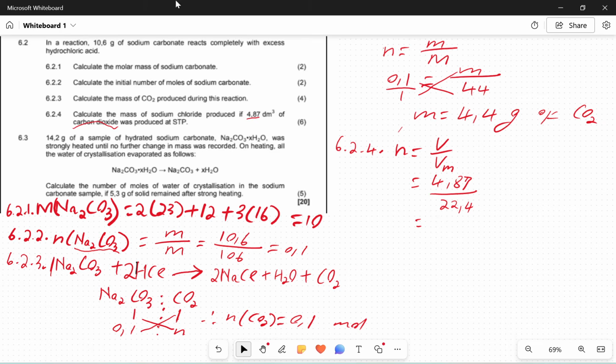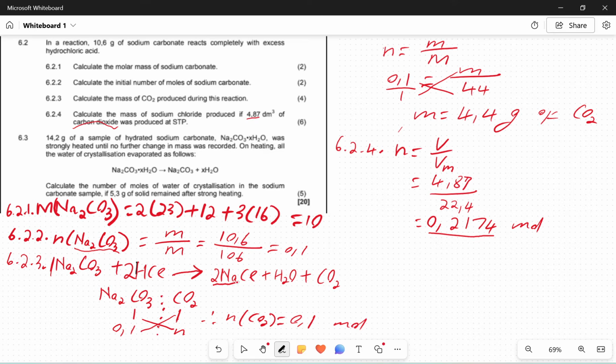Check how much you get. Okay, the answer we get is going to be 0.2174. Remember I said it's safer to round off the number of moles to 4 decimal places. We'll only round off to 2 at the final stage. Okay, once we are done here, what do we do next? We'll use these number of moles to find the number of moles of sodium chloride.